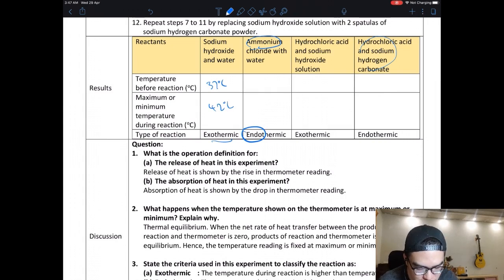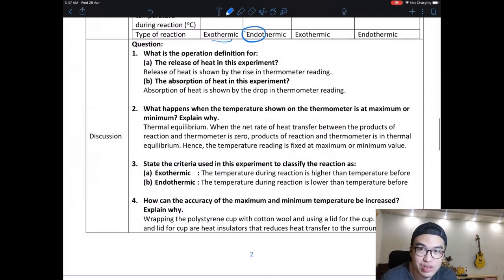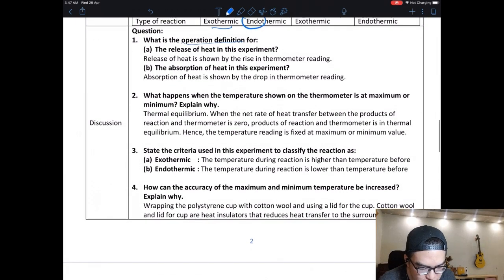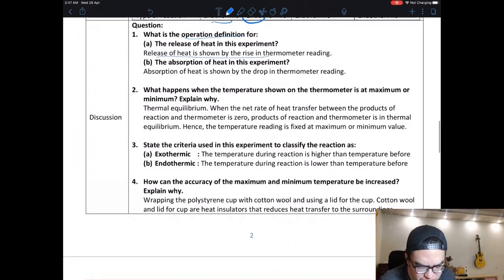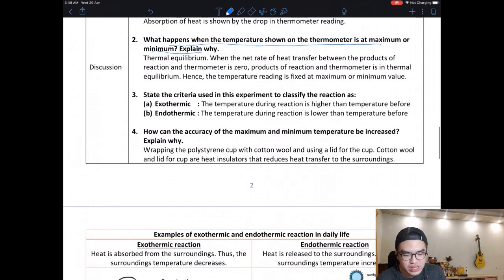Okay, so let's look at the question. What is the operational definition? I hope you still remember what this is. Release of heat is shown by rise in thermometer reading. Read it yourself. What happens when the thermometer temperature shown is at maximum or minimum? Explain why.